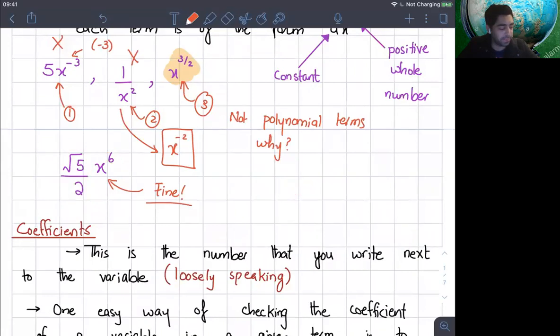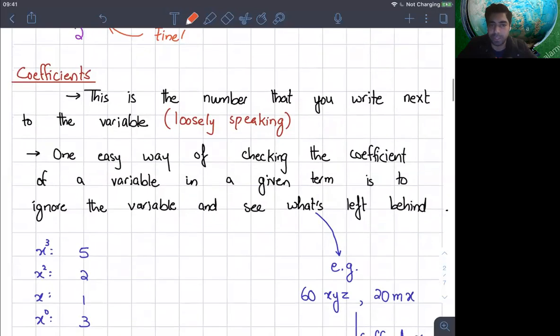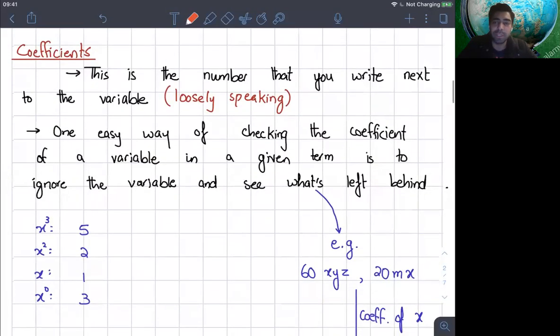So that's pretty much wrapping up just the basic stuff about polynomials. Now, the final thing we want to talk about is what the coefficient is. Again, I don't have to read what's on the screen in front of you. You can just do that by pausing the video. Mainly, all it means is that whatever is written right next to the variable that you're dealing with is actually the coefficient of that variable.